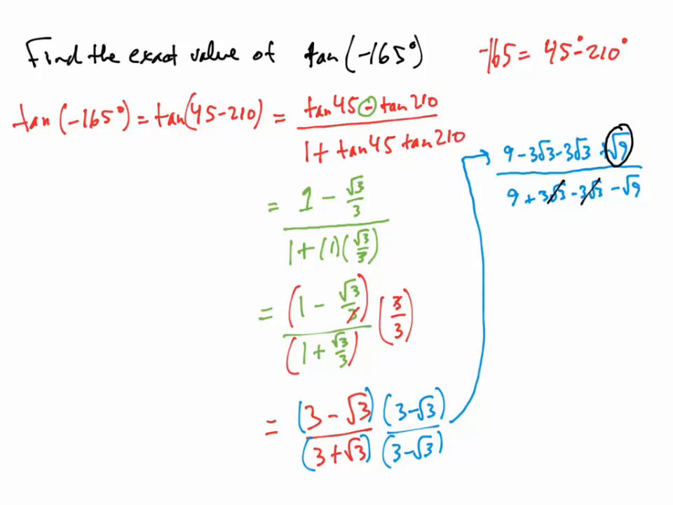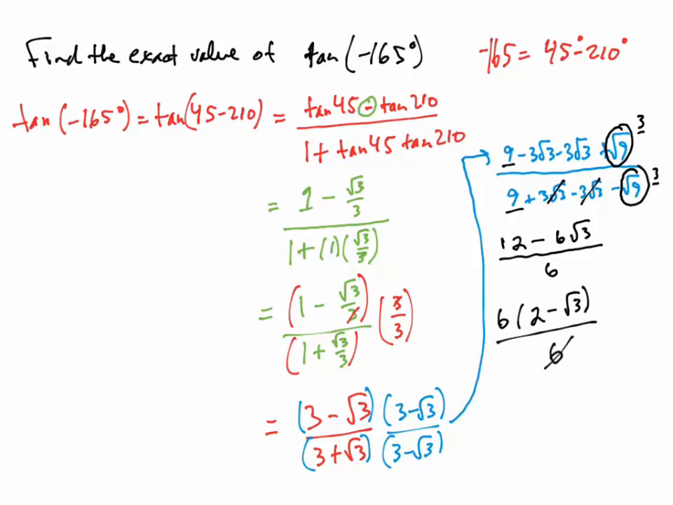This right here is going to equal 3. This right here also going to equal 3. So I have 9 plus 3 in the numerator, that's 12, minus 6 square root 3. In the denominator we have 9 minus 3 is 6. And then from here I'm going to factor out a 6 from the numerator. We get 2 minus square root 3 divided by 6. The 6's cancel and we get 2 minus square root 3.